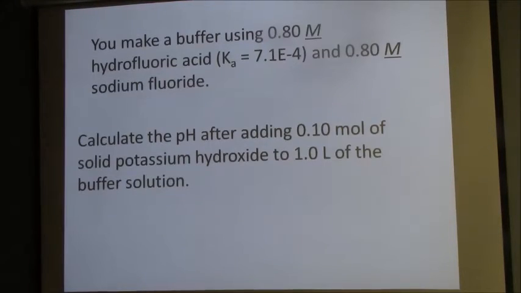So you make a buffer using 0.8 molar hydrofluoric acid, and there's its Ka, and 0.8 molar sodium fluoride. I want to know what's the pH in this solution after I add 0.1 moles of solid potassium hydroxide to a 1 liter sample of my buffer.